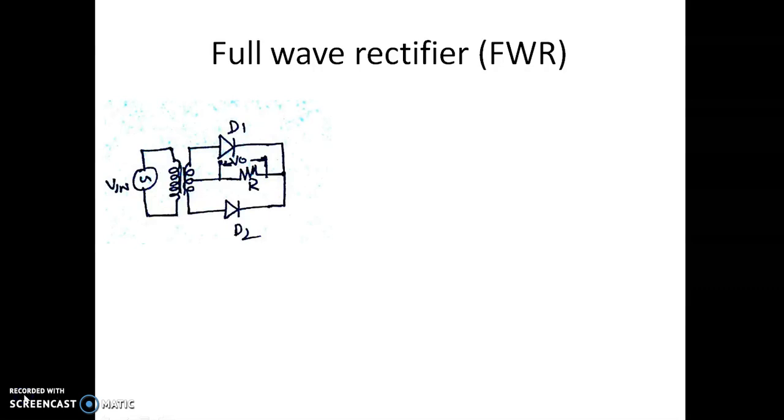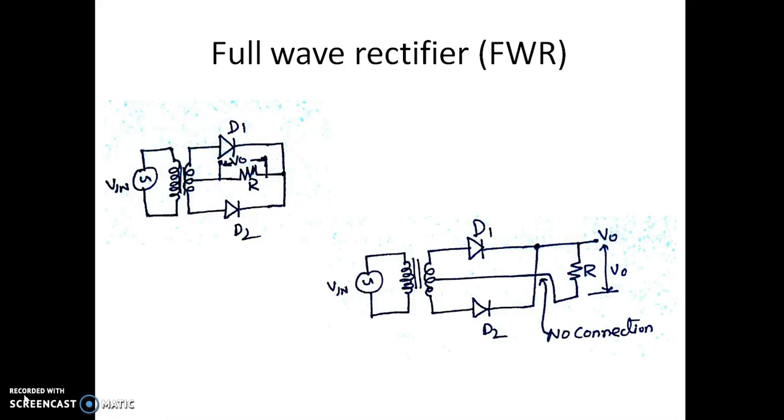So far we have seen the working of the half-wave rectifier and the simulation of the half-wave rectifier. Let us now move on to understanding the full-wave rectifier, which is usually called FWR. It is a typical circuit diagram having a step-down transformer with a center tap, two diodes D1 and D2, and a resistor R. We can also rewrite this circuit this way.